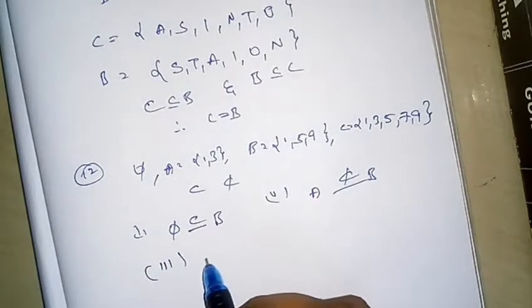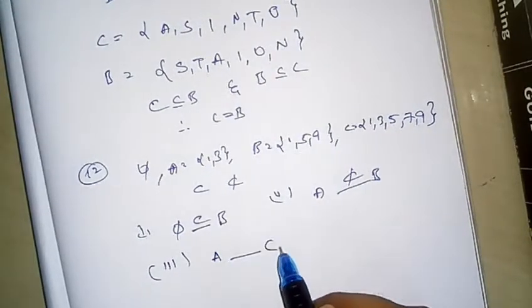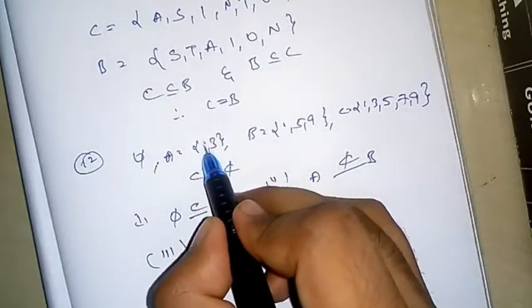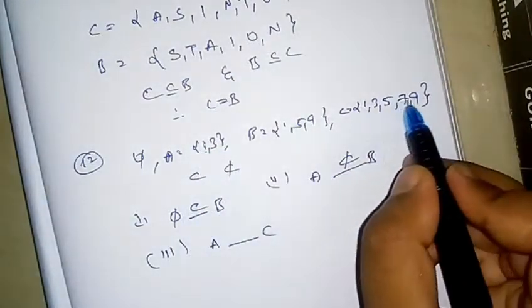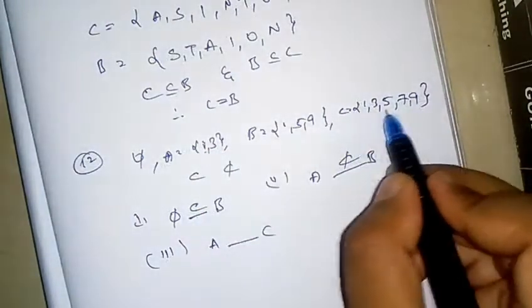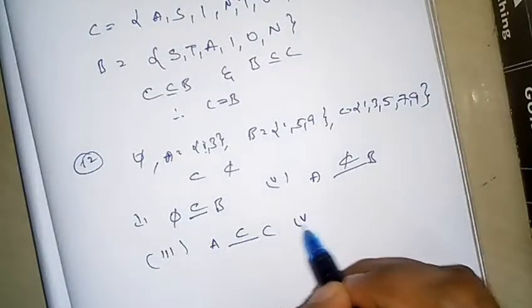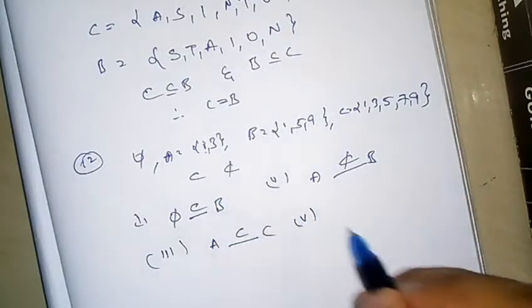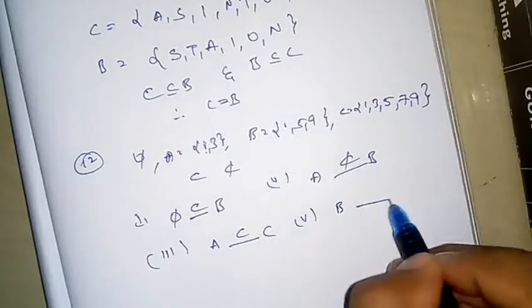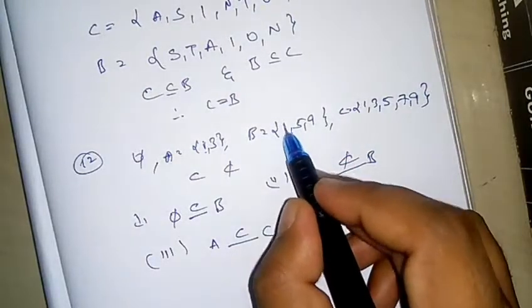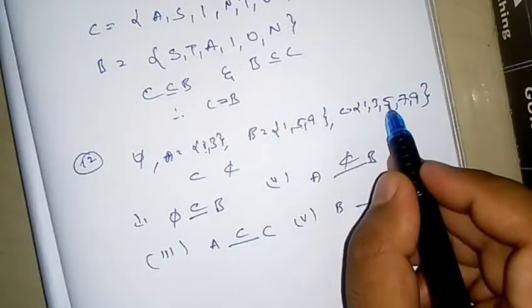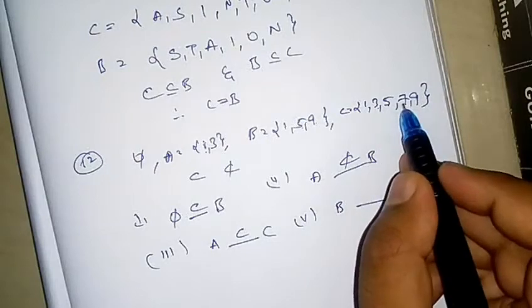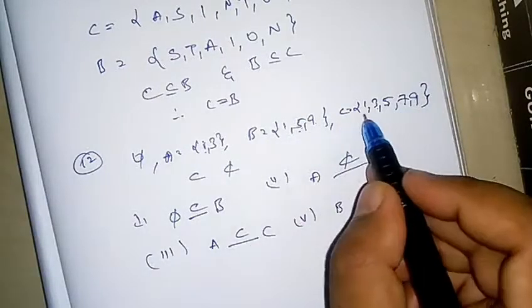Third one, A and C. In A the elements are 1, 3. In C, 1, 3, 5, 7, 9. So elements 1, 3 are present in both A and C, so it is a subset. Fourth one, B and C. In B the elements are 1, 5, 9 and C has 1, 5, 9 and 3, 7 as well. So the elements in B are there in C. So B is a subset of C.